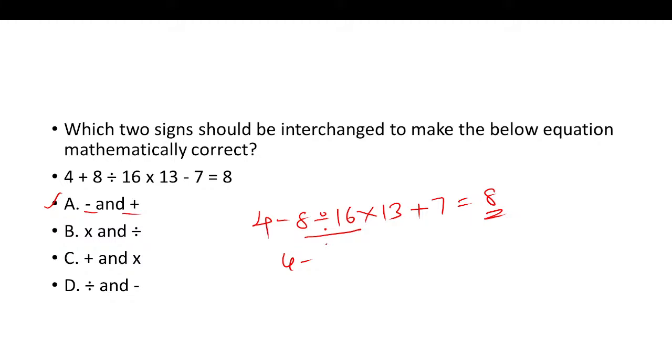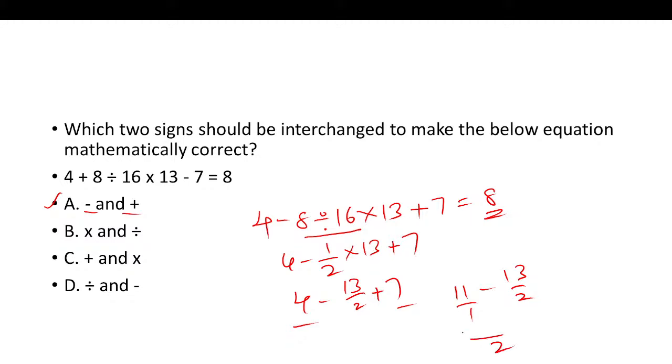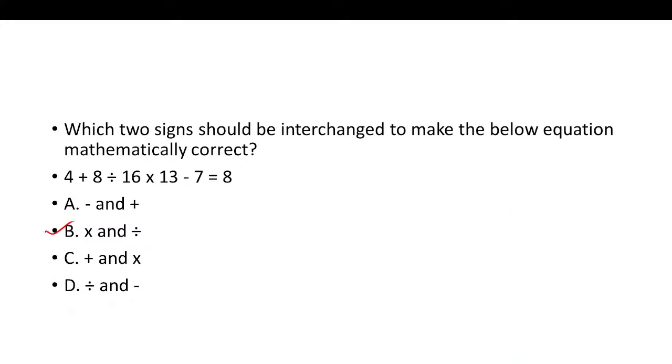So 4 minus what is the value? 1 by 2, into 13 plus 7. As per the BODMAS rule, 4 minus 13 by 2 plus 1. Then plus 4 plus 7, 11. 11 minus 13 by 2. LCM is 2. 22 minus 13 is nothing but 9. 9 by 2 is not 8. No. Option A is eliminated.